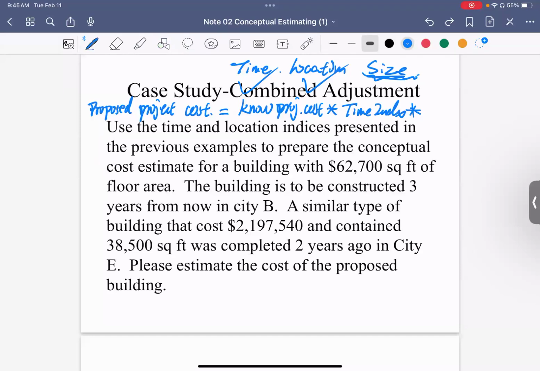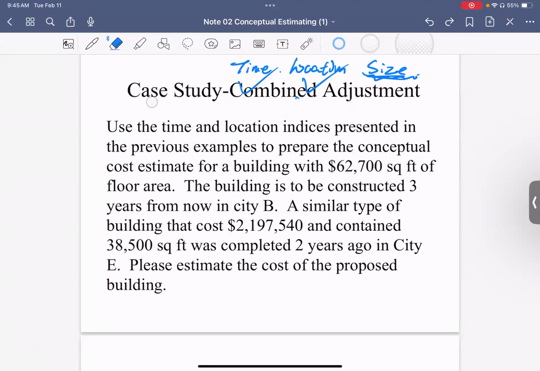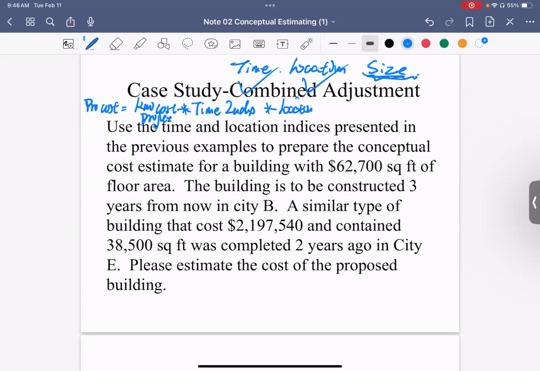I'll write it down and rewrite it. So your proposed cost is equal to your known project cost times the time index, times the location index, times the size index.